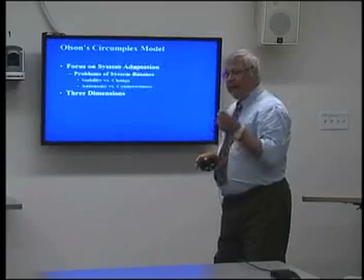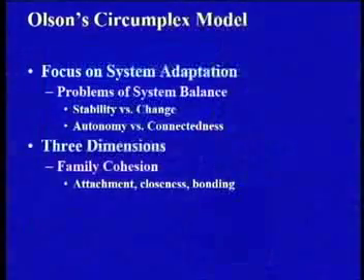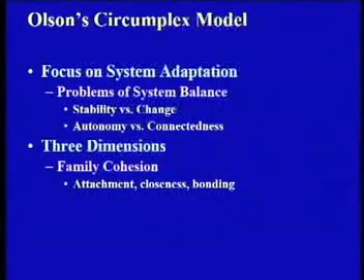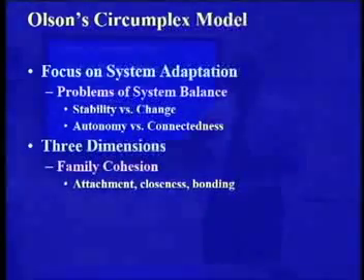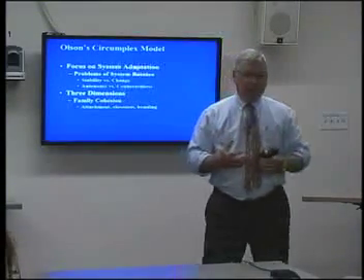So in his model, he has three major dimensions. The first two are at the heart of his model for everyday functioning of families. And the third one we're going to see has to do with what he calls a second level of adaptation. So family cohesion is the first one. What's the level of attachment, closeness, and bonding amongst the members of the family?